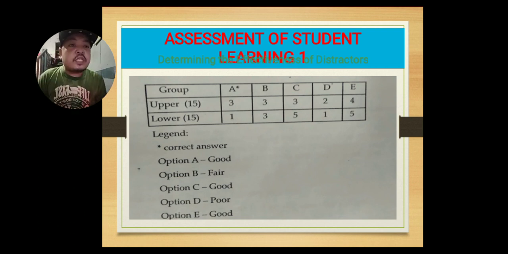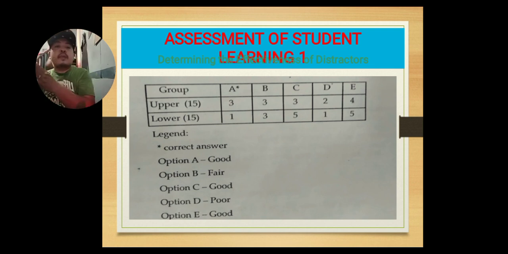How about option D, which is poor? Why poor? Because more answered in the upper group, which is 2, than in the lower group, which is 1. That's why it's a poor distractor. And lastly, you have your letter E. As you notice, more still answered in the lower group, which is 5, compared to the upper group, which is 4. That's why your distractor is good. Okay, so that is the basis of determining the measures of attractiveness of a certain distractor.